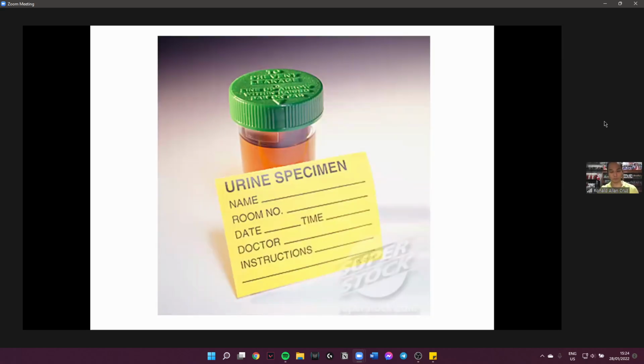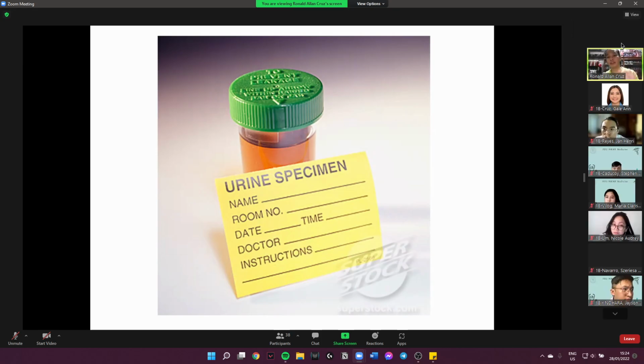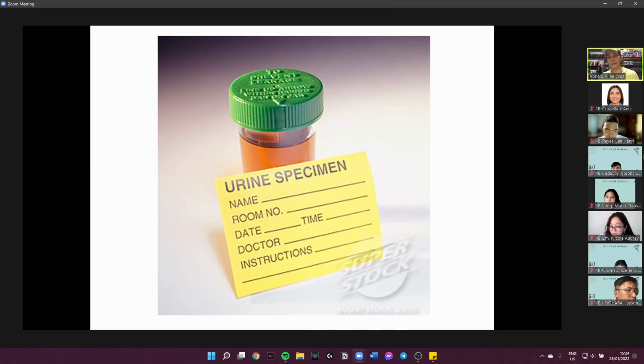Okay, so once you have your urine sample, of course, it is imperative that you label it. You write the name, the room number, the date, the time. It's also important, and if you want to do other tests other than your standard urinalysis, for example, if you want to do a drug test on your urine sample, we could also do that.